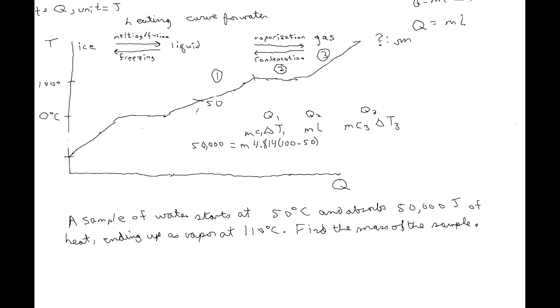So we have these variables, Q1, Q2, Q3, and Q total. In order to solve the problem, we need an equation. What would be an equation that could relate these 4 variables?